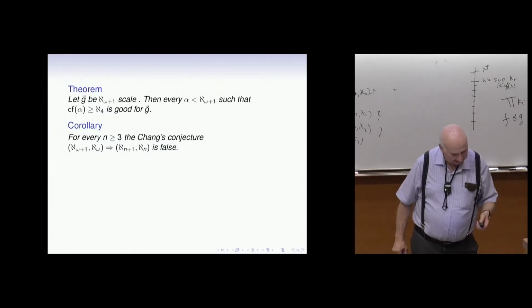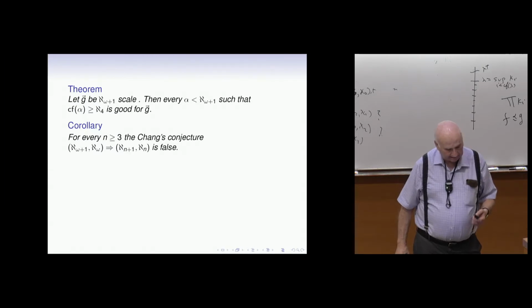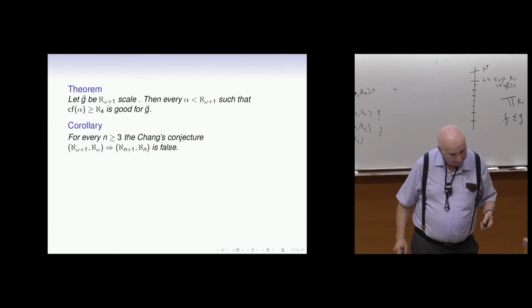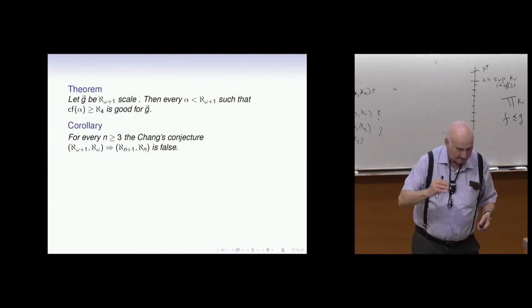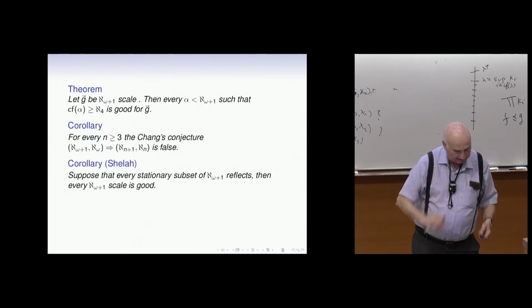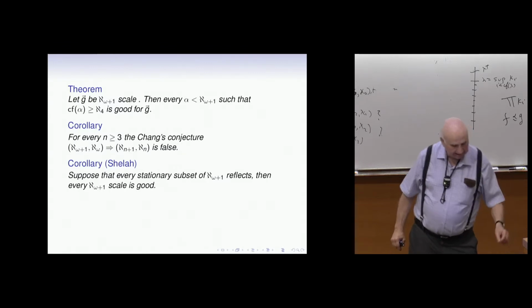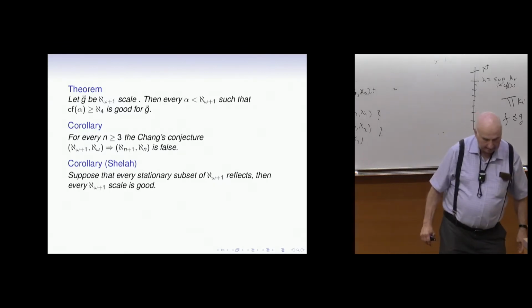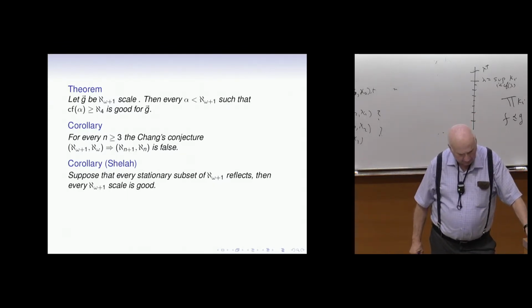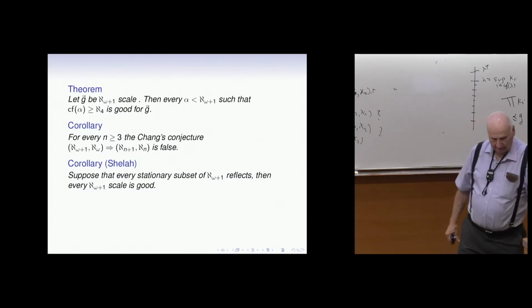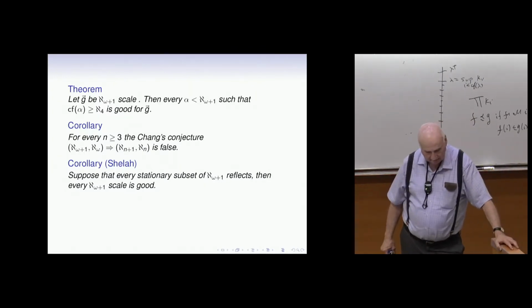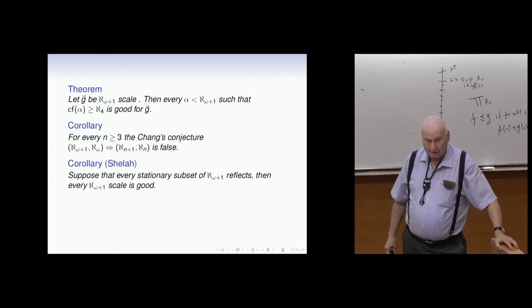But anyway, note one thing, that for Aleph Omega square, we can have Chang conjecture in some sense because of the delta reflection unboundedly many below. Okay, so now another thing. It's not a corollary, it's a theorem of Shelah that tells you that if you have reflection for every stationary subset of Aleph Omega plus 1, then every scale is good.